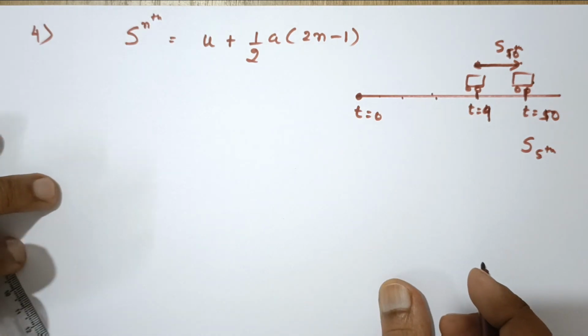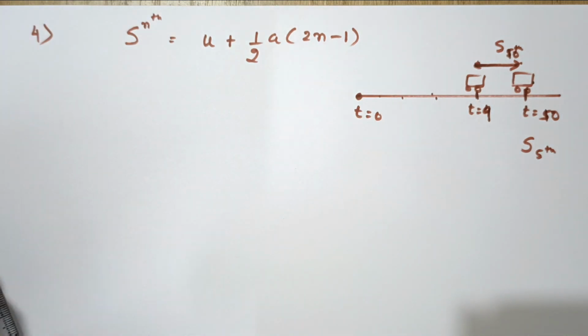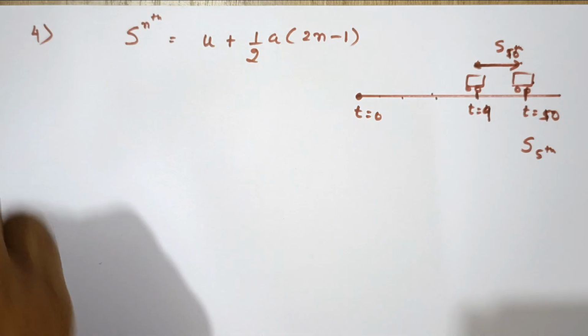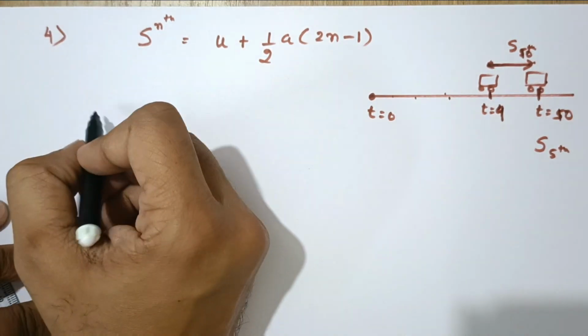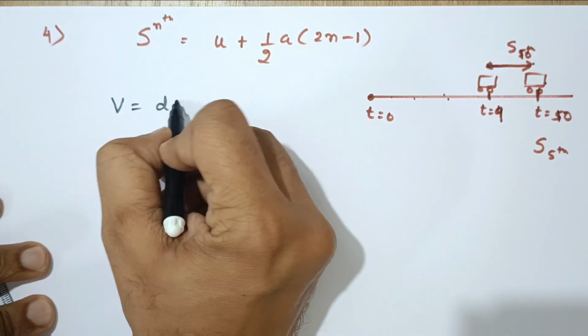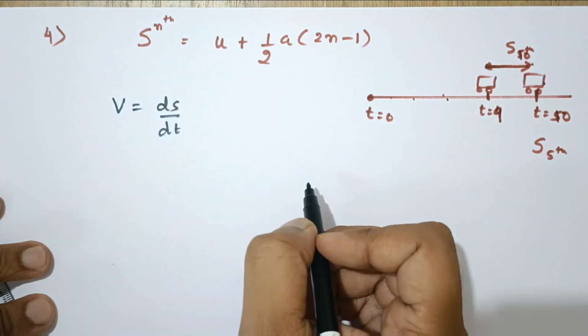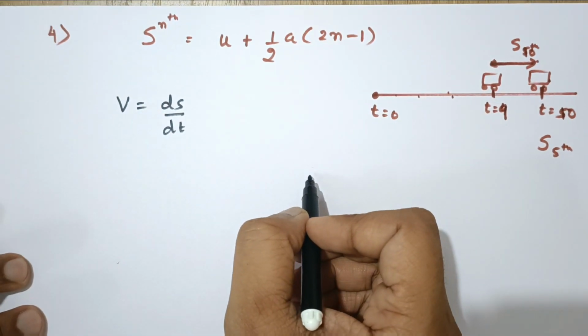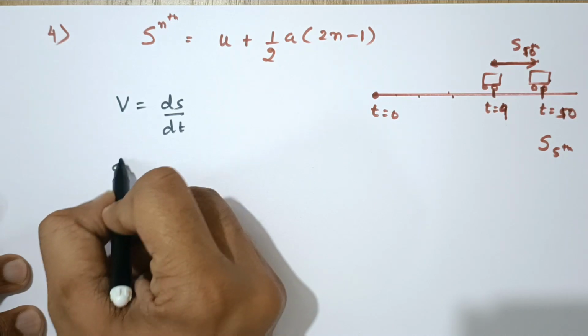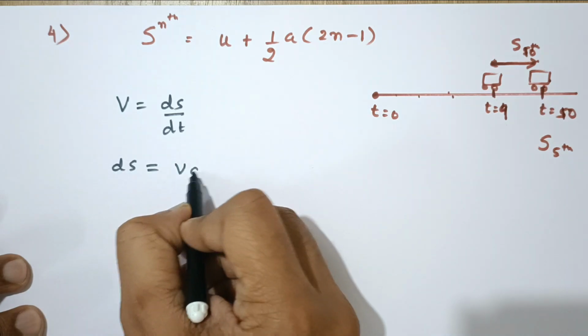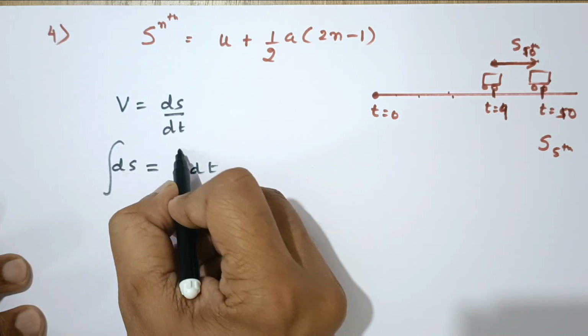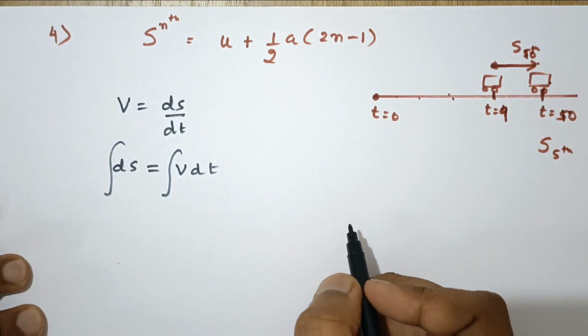Alright, so what we are going to do is the following. We will take the help of the formula, that is v = ds/dt, right? So I'm going to cross multiply this term to the other side. So ds = v dt. I'm going to integrate both the sides.